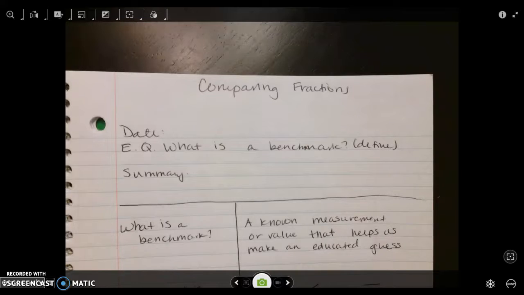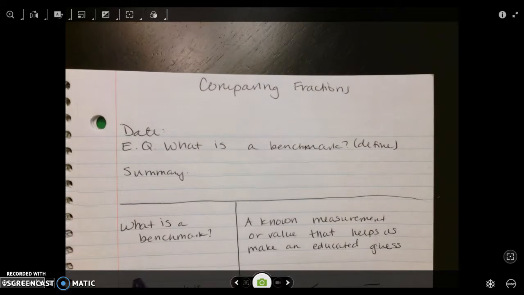This is an instructional video about comparing fractions, and our essential question is what is a benchmark, which is classified as a defining level question. So the first thing we want to ask is what is a benchmark? Because if we don't understand the vocabulary, when we use it, it's going to be a little bit confusing.